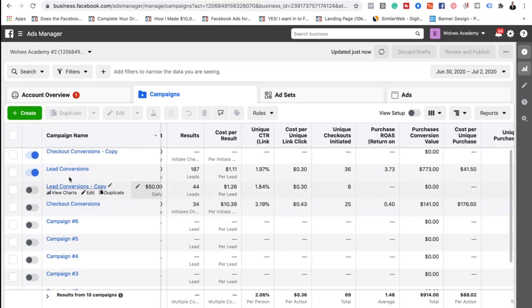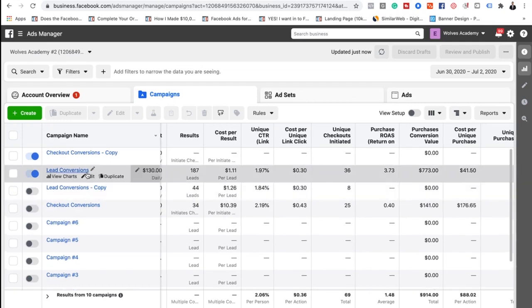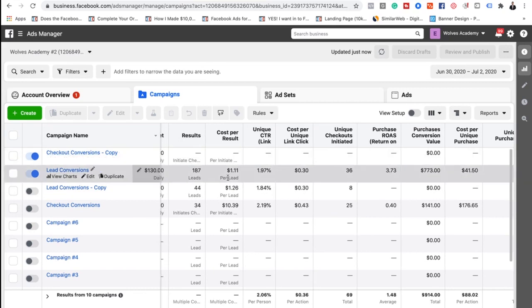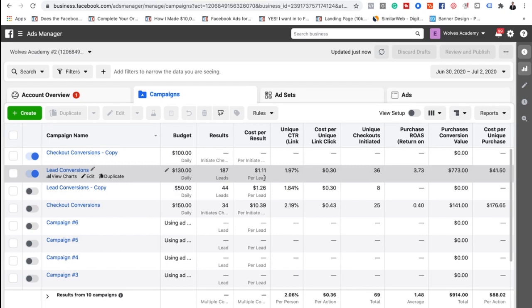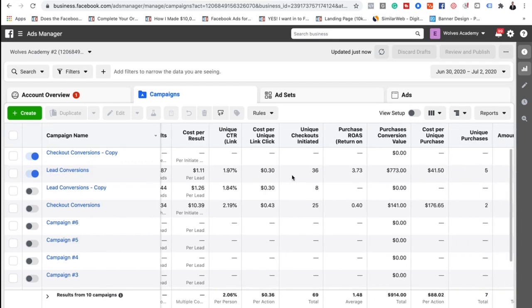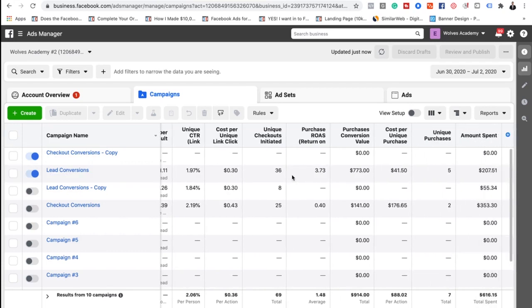So with that being said, if we go back to our data, what did we do? We cut this losing campaign off, meaning slaughter the sheep, scale the wolves. So we slaughtered the sheep, we scaled the wolves, and then we duplicated the checkout conversions campaign, and then we're starting it back at ground zero at $100. So we went from $250 in ad spend yesterday to $230 in ad spend, and we're just gonna go ahead and continue to look at our data and make data-driven decisions.